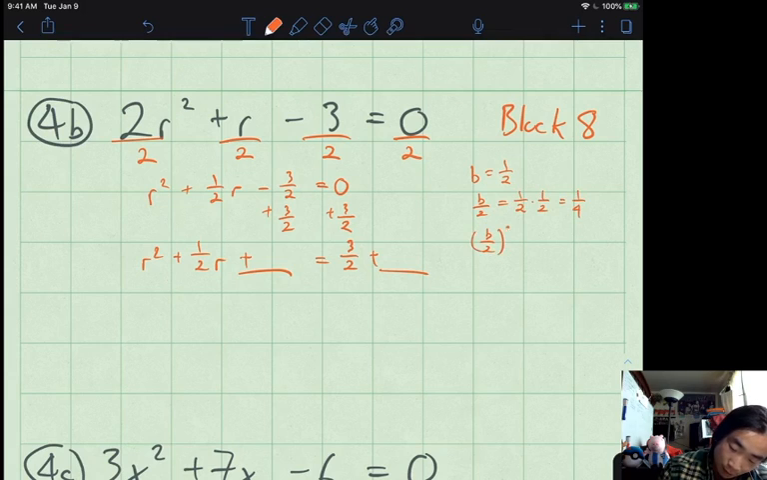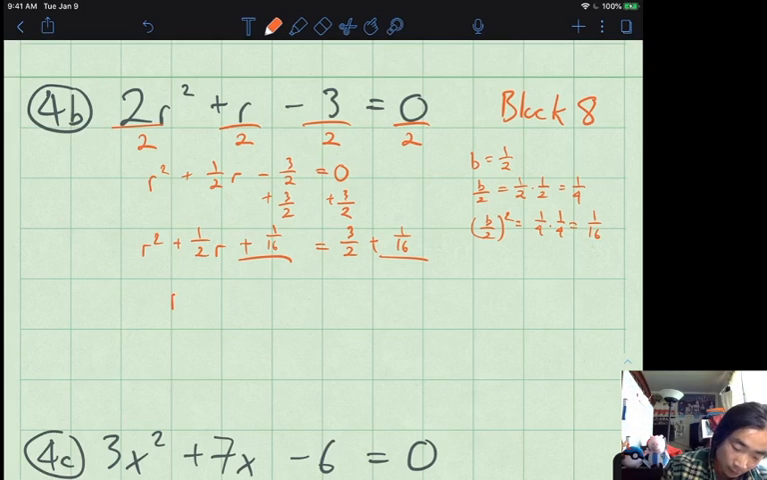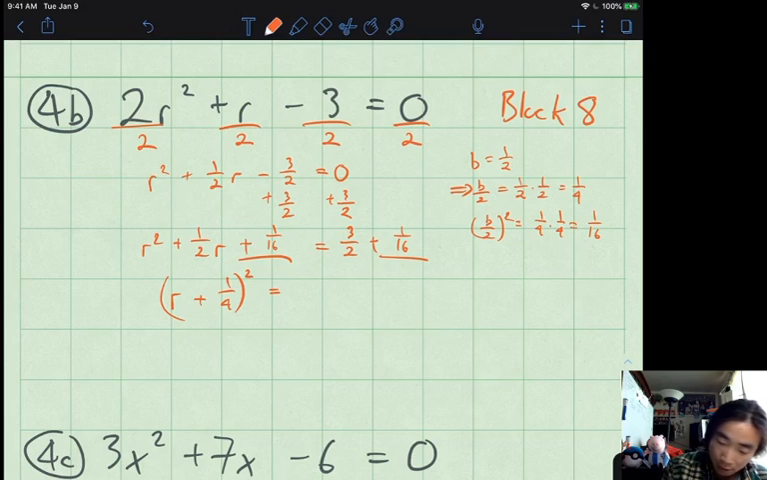b over 2 squared, 1/4 times 1/4, 1/16. So r here plus 1/4. Where did the 1/4 come from? That's your b over 2, equals, again, some more fraction arithmetic, 3 halves plus 1/16 times 8 times 8. Okay, that big 1, 24 over 16, 1 over 16, oh nice, 25 over 16 pops out again.